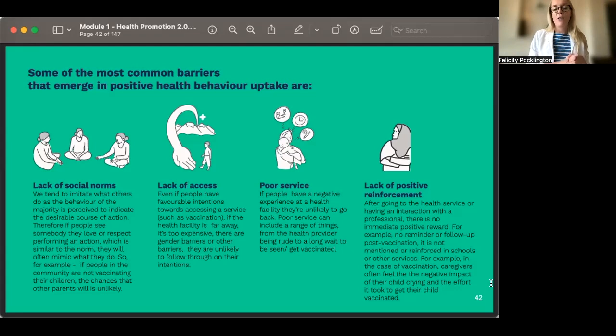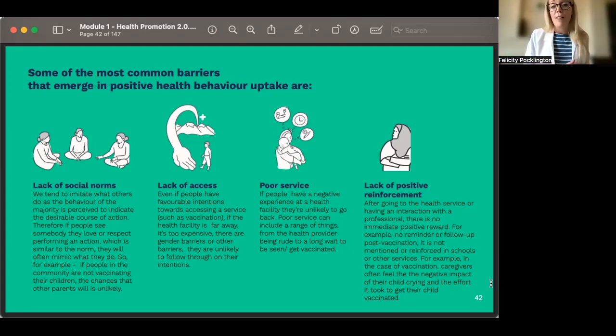Another big challenge we face at the organizational level, if you think back to the SEM, is a lack of access. So even if people have favorable intentions, they want to follow up on a positive health behavior or any behavior for that matter, they might actually face challenges when they try to get to the service. So for instance, the service may be too far away, it may be too expensive, there may be gender barriers. So for instance, there are no female health workers, which is inappropriate for certain cultures, etc.